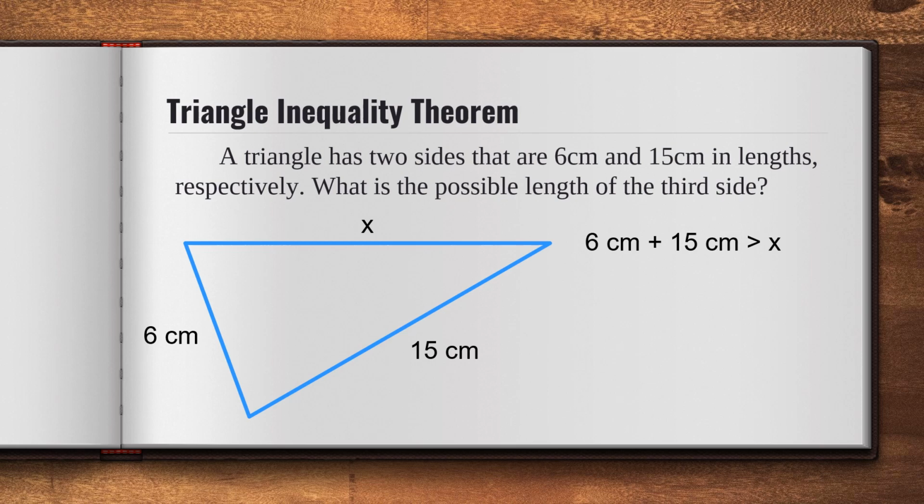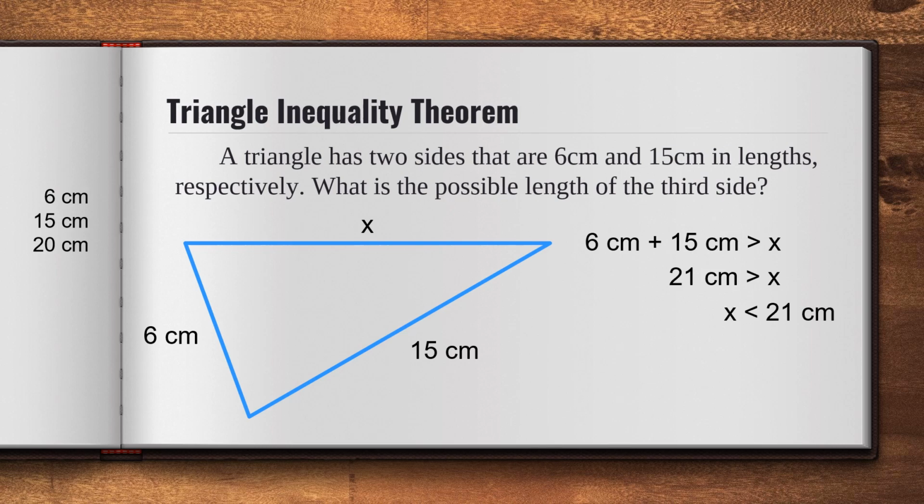Represented by x. So, if we solve this, 6 plus 15, we have 21 centimeters. Or we can flip it: x should be less than 21 centimeters. It should not be 21 centimeters, less than. So, one possible answer is 20 centimeters.